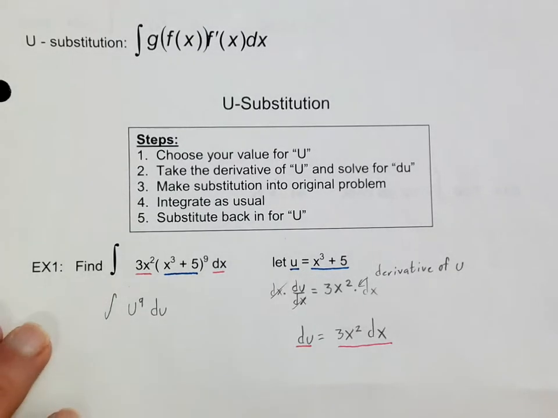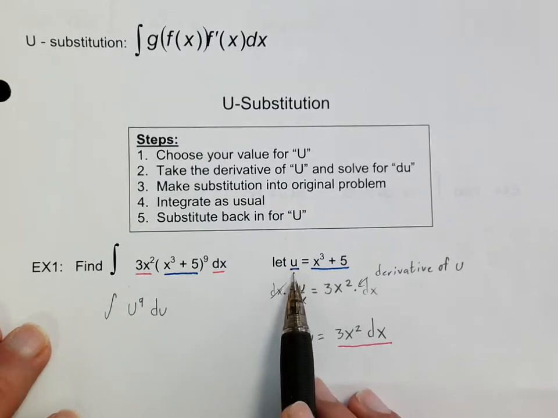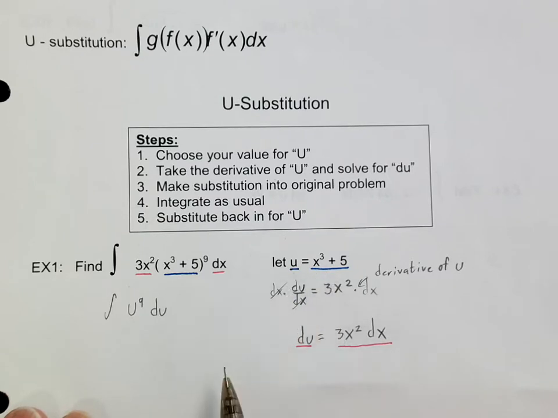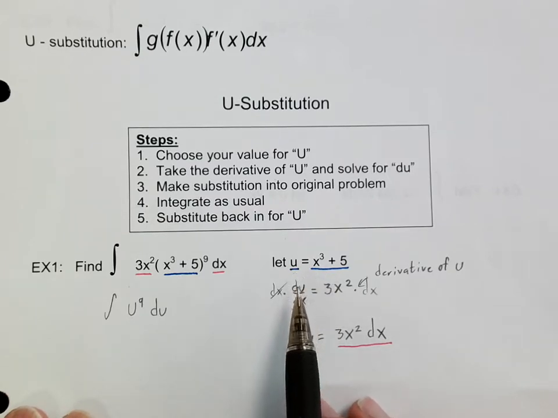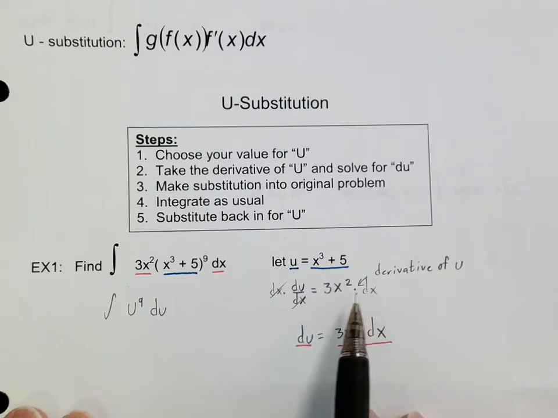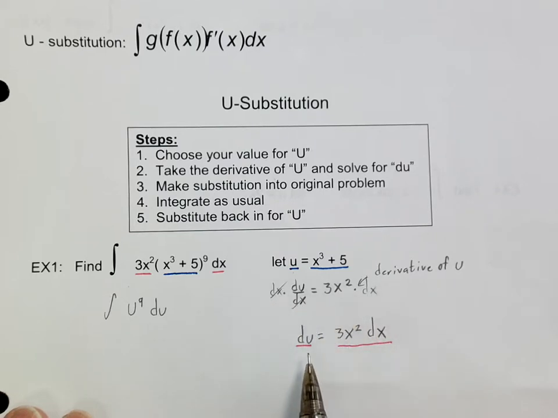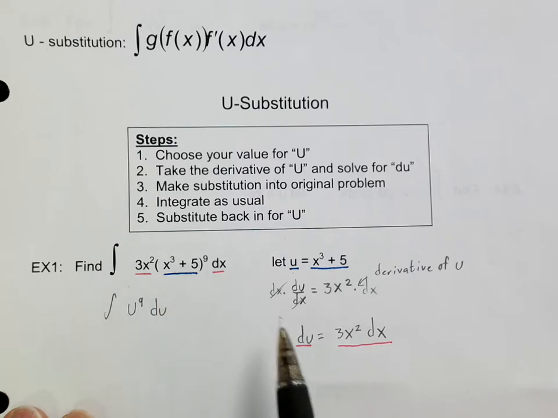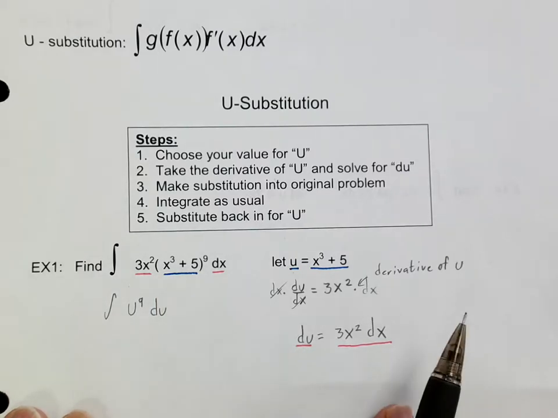Alright, so one more time. The homework problems here, they're going to give you what u is. U is this. And you're going to have to take the derivative of this, which will give you 3x squared. And then you're going to move this dx over here by multiplying both sides times dx. And that's going to give you this. You will then replace 3x squared dx, those two, with du. And now you're going to integrate this, which is a lot easier to do.